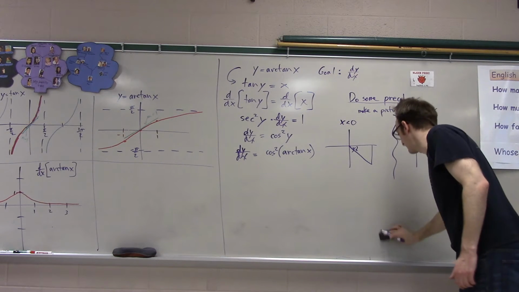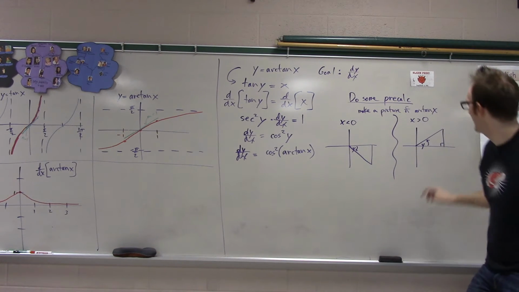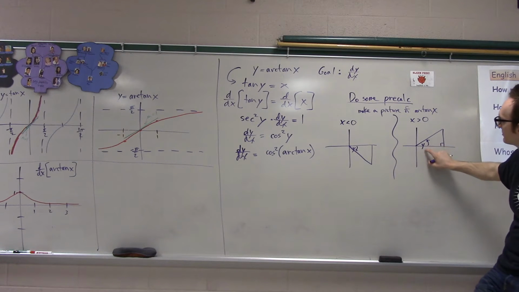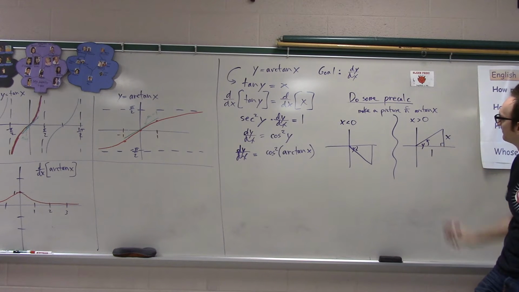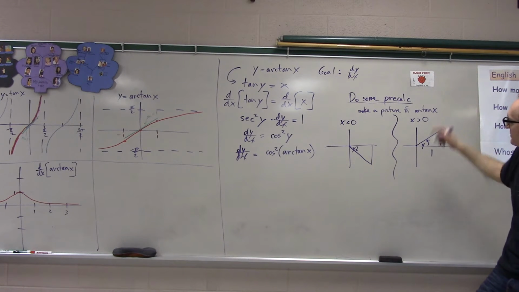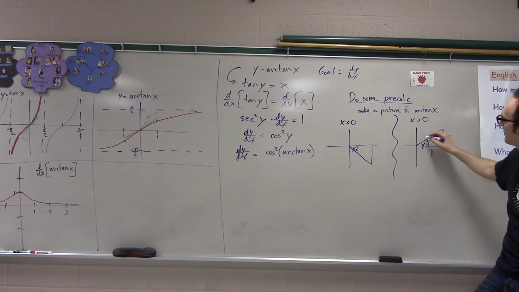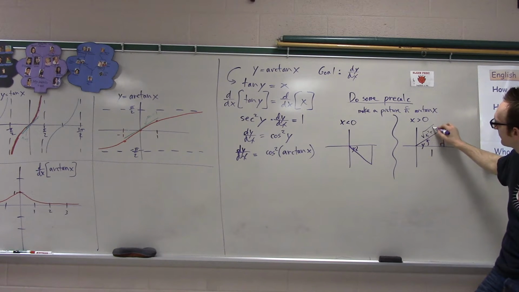Pictures of arctan. Well, how can I label the size of this triangle so that the tan of this angle is x? So I just go x and 1. That is a picture of arctan x, the angle whose tangent is x. And the Pythagorean theorem tells me that this is root x squared plus 1.